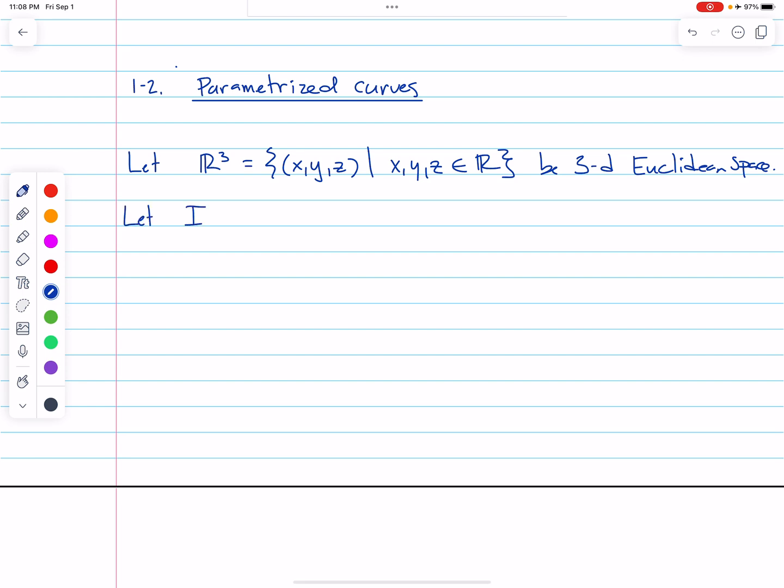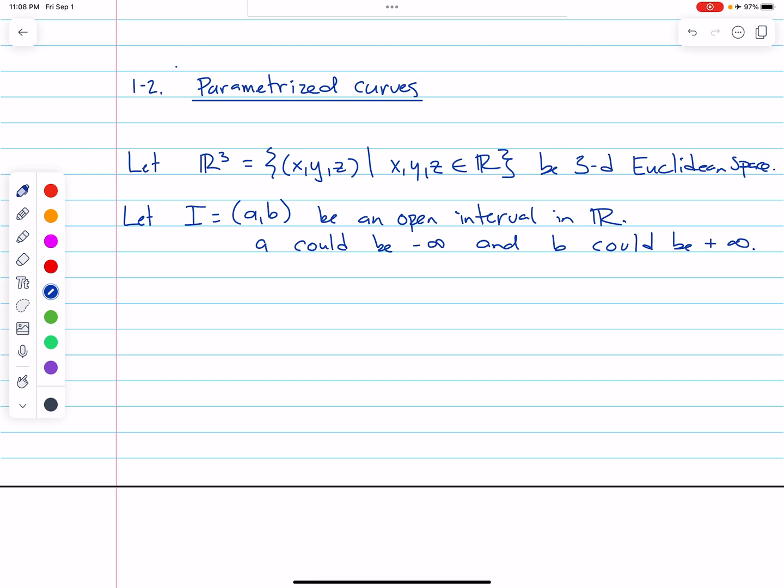Whenever I draw I, at least initially, this is just going to be some open interval. In particular, I don't care if a could be negative infinity and b could be positive infinity. So this is an open interval. On either side, it could go off to infinity. All we require is it's some open interval. It could be infinite, half infinite, really any open interval that we pick.